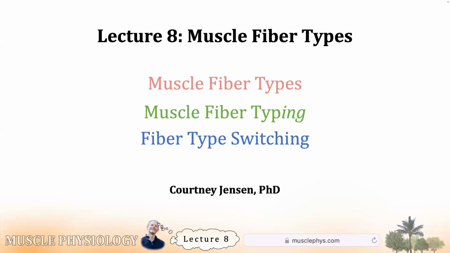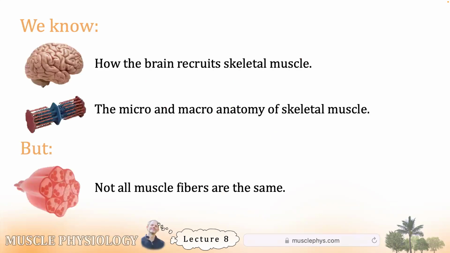This is lecture 8. In the last lecture, we talked about reflex arcs. In this one, we'll go over muscle fiber types, what determines their type, and switching between types. So what we know so far is how the brain recruits skeletal muscle, and we've gone over the macro and micro anatomy of the tissue and the cells it comprises.